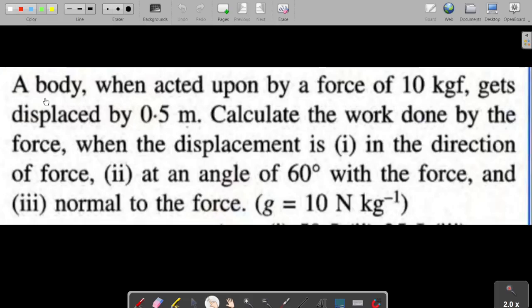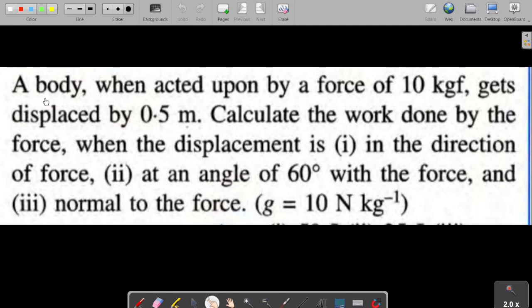Hello students, today we will solve another problem. This problem is basically from work, energy and power. This problem is from class 10 ICSE board, Selina book exercise problem. So we will solve this problem.